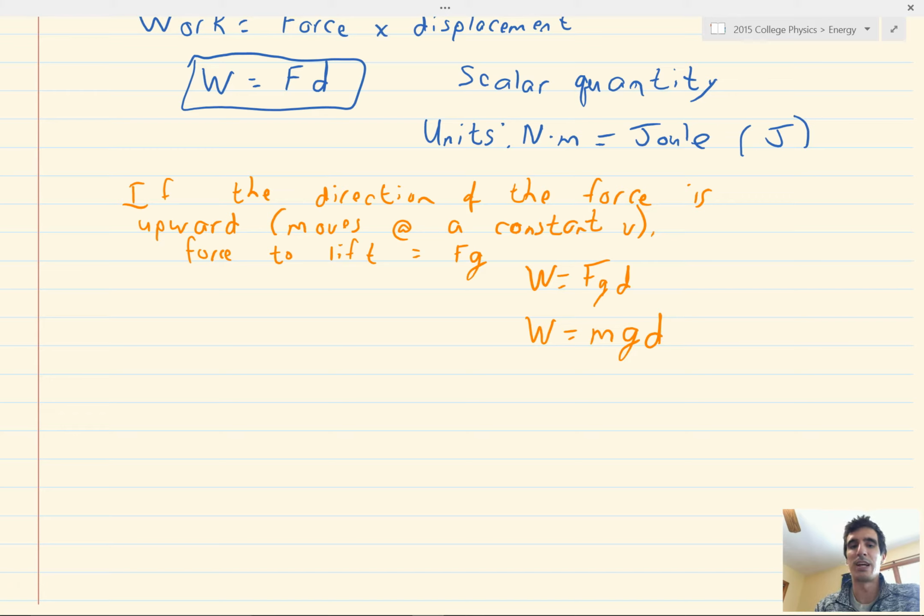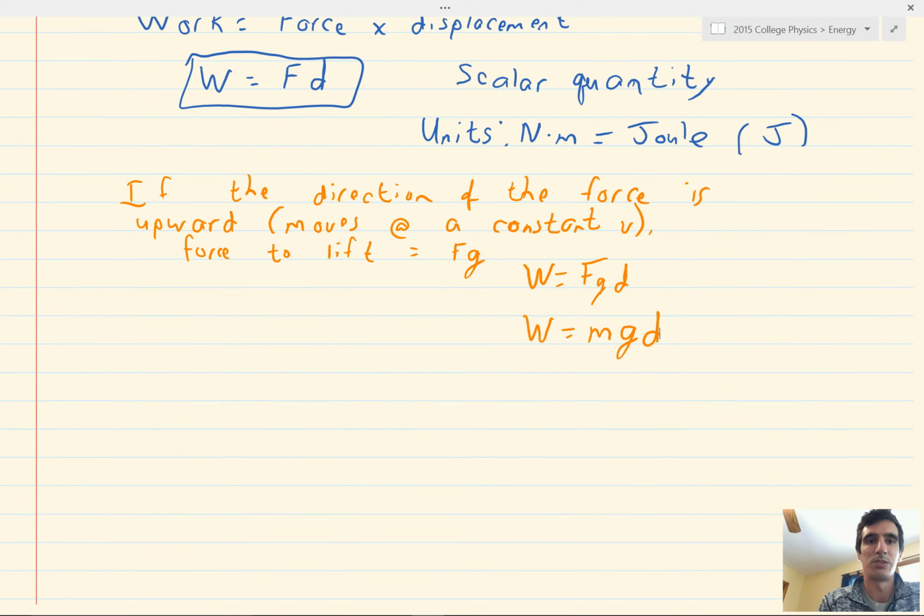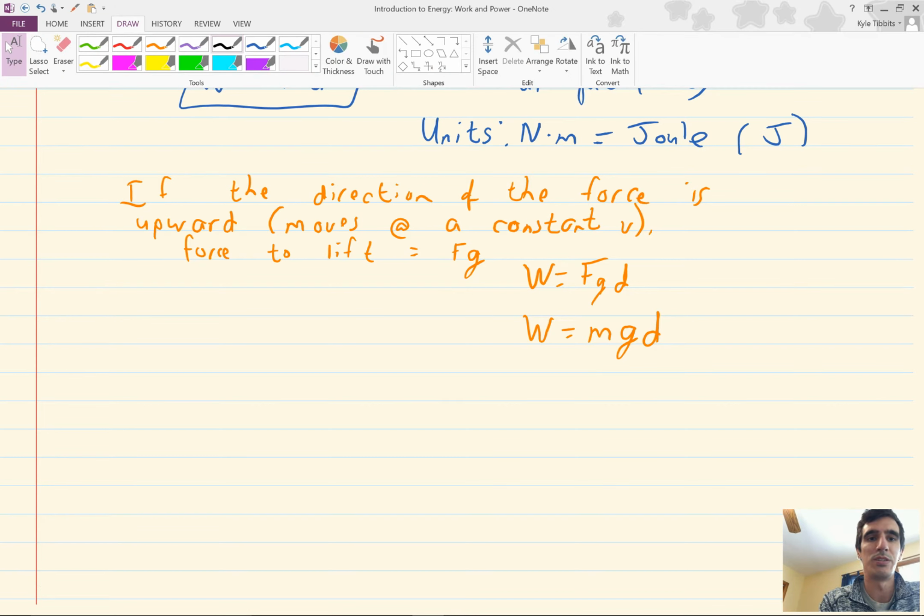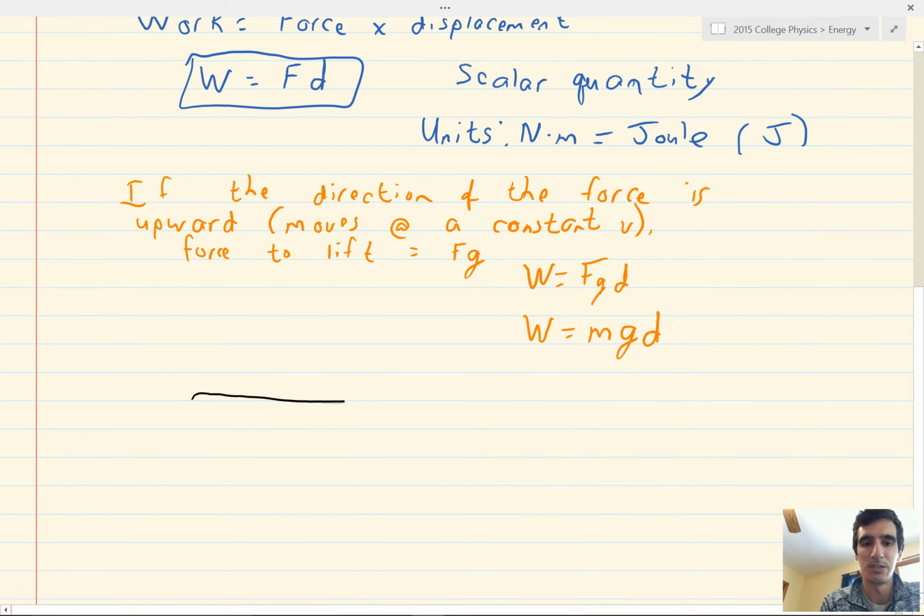Now, let's say I lift that object upwards, and all of a sudden I see a cute girl in the corner, probably her first and last day at the gym, no offense, and I want to impress her, so I walk over towards her with my 500 kilogram mass. So, as I'm walking forward, I'm applying a distance forward. So, here's me going to the right.